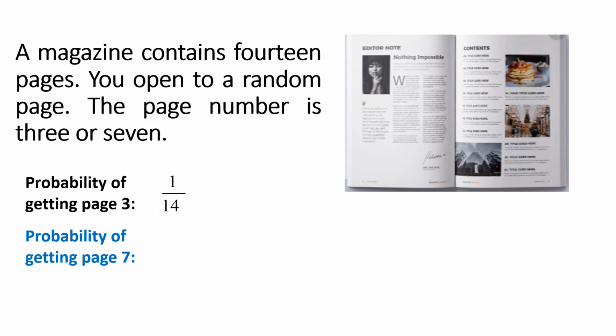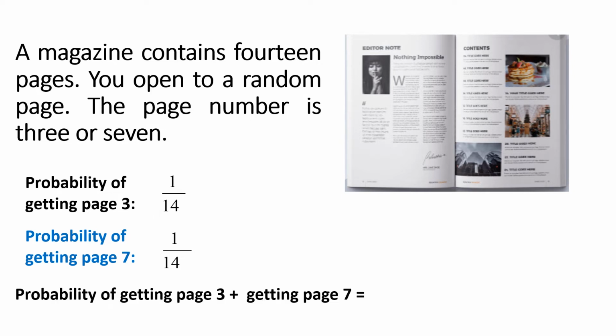The probability of getting page 7 is 1 over 14. Kasi isa lang naman yung page 7. So, ano yung probability of getting a page number that is 7 or 3? So, add lang natin, 2 over 14 or 1 over 7.